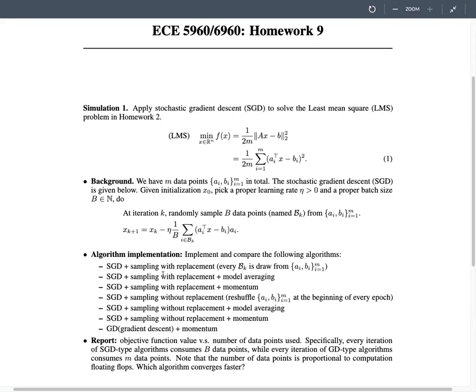The second one is SGD with replacement plus model average. So it is based on the first one, you do a model average. Okay. Model averaging is like what we talked about in the slides. Instead of looking at these xk's, you look at their average. You look at the average of the xk's that you generate. So essentially, the algorithm does not change, but you are only looking at a different output.